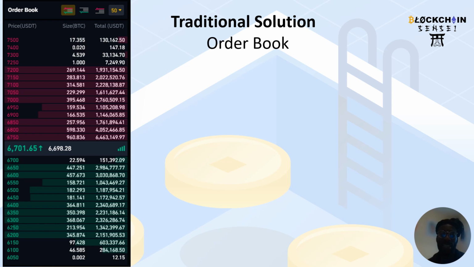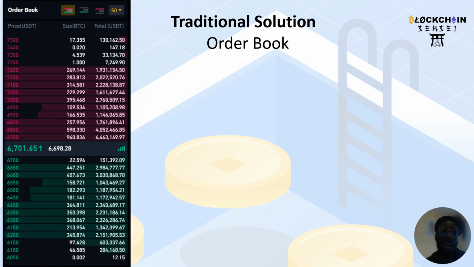Okay, so on legacy platforms such as, let's say, a Forex platform or a centralized cryptocurrency exchange, we use something called an order book. Now the order book is how we swap crypto asset A into crypto asset B. Okay, so if we have a look on the left hand side, we can see the order book, and in red that's the ask limit order, and in green that is the buy limit order.